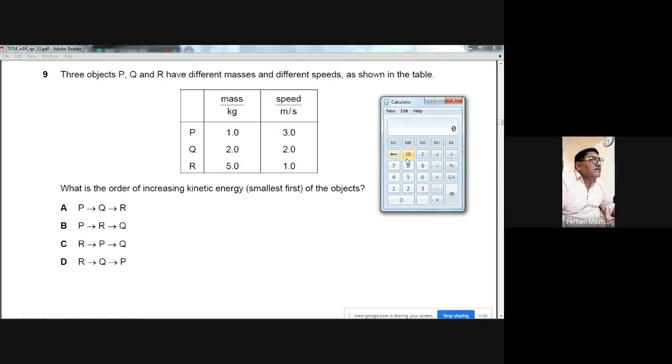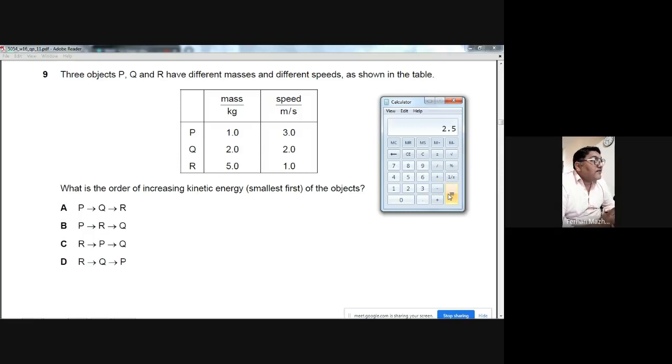And the next one is R. R will be 5 mass multiplied by velocity squared divided by 2. You get the answer 2.5. So R is equal to 2.5. So P's kinetic energy is 4.5, Q's kinetic energy is 4, and the kinetic energy of R is 2.5.